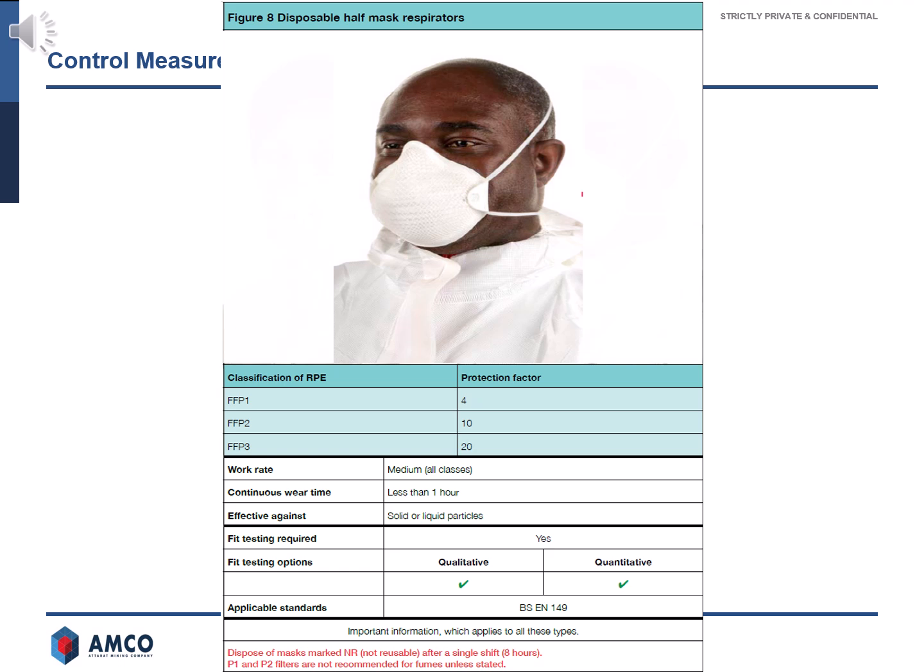Effectiveness, effective against solid or liquid particles. Fit testing can be done qualitatively or quantitatively. Standards, complies with BS EN 149. Important note: masks marked NR, not reusable, should be used for a single shift only. P1 and P2 filters are not recommended for fumes unless specified.